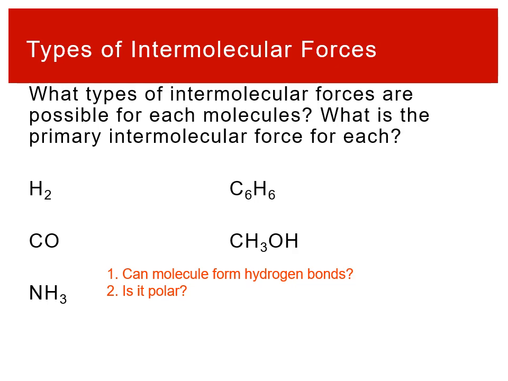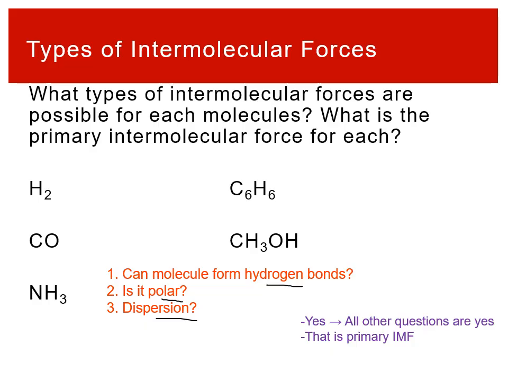Second, is the molecule polar? And third, can the molecule do dispersion? The reason why we go in this order is once you hit a yes, all questions below it are also yes. So a molecule that can form hydrogen bonds is also polar, and it can do dispersion. Also importantly, this is the order of strength. Hydrogen bonds are the strongest, then dipole-dipole, then dispersion. So that tells you what the primary intermolecular force is.